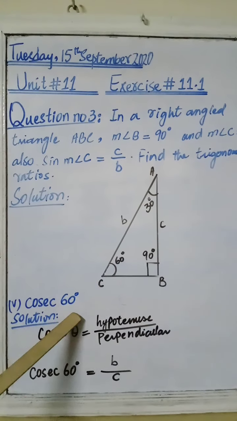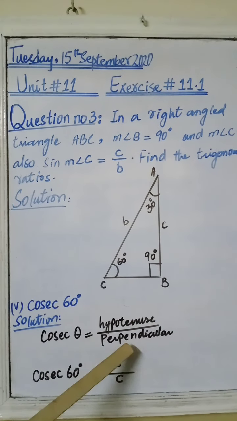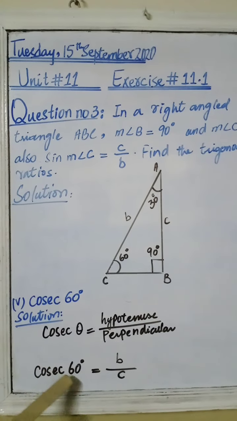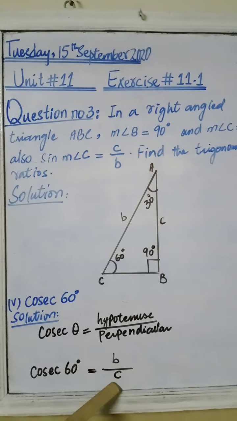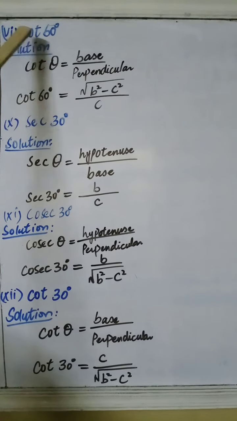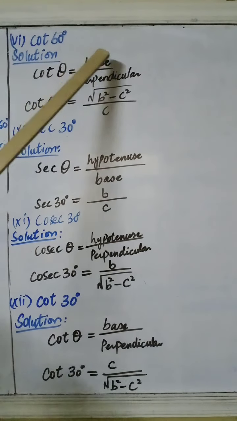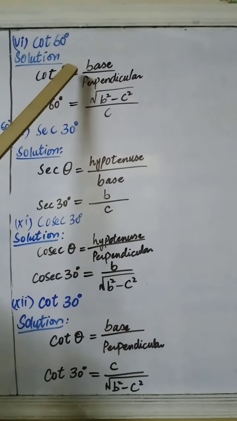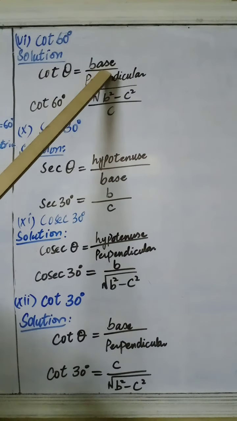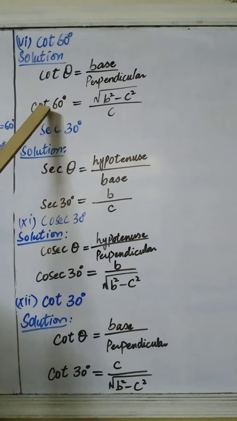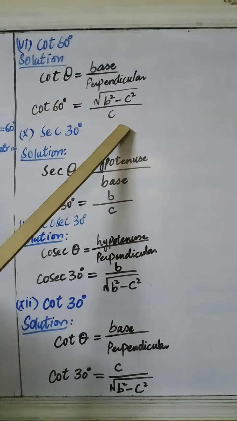Cosecant 60 degrees. As you know, cosecant theta is equal to hypotenuse over perpendicular. So cosecant 60 degrees is equal to b over c. Part 6, cotangent 60 degrees. As we know, cotangent theta is equal to base over perpendicular. So for 60 degrees the base is equal to under root b square minus c square, and the perpendicular is c. So cotangent 60 degrees is equal to under root b square minus c square divided by c.